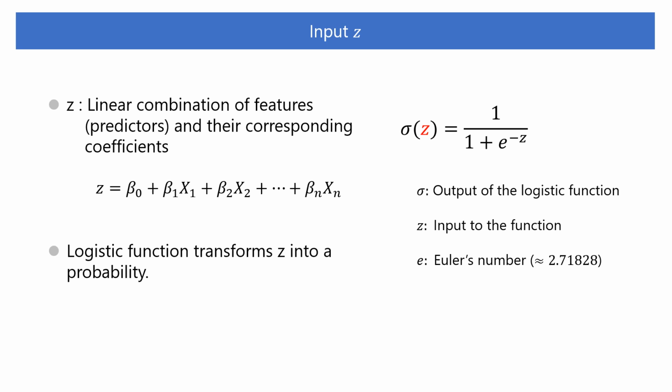First, let's focus on the input z. In the context of logistic regression, the input z is a linear combination of features and their corresponding coefficients. That is, a linear combination of predictor variables and their corresponding coefficients. The logistic function transforms z into a probability.